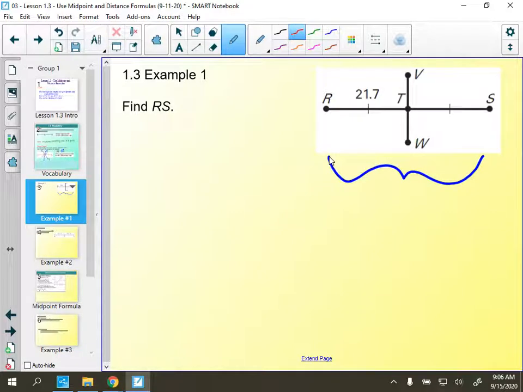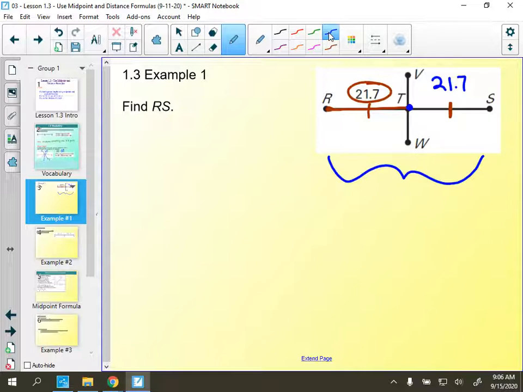And really the only part that's missing, if we know that from R to T is 21.7 units, and the markings show us that segment RT is congruent to segment TS, well, that also means that segment TS has to have a length of 21.7. All right, so not overly deep as far as work shown, but it's applying the concept. T is the midpoint of this section.